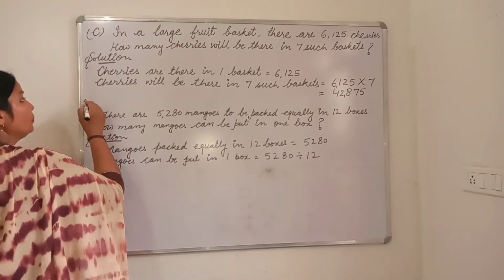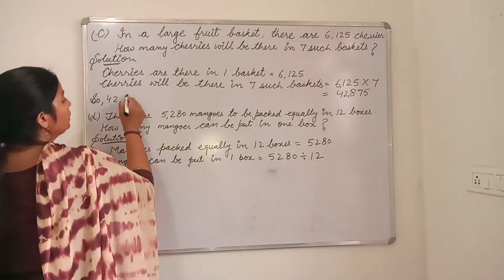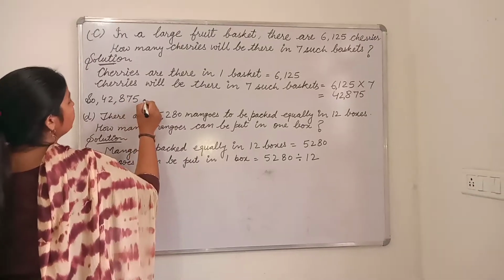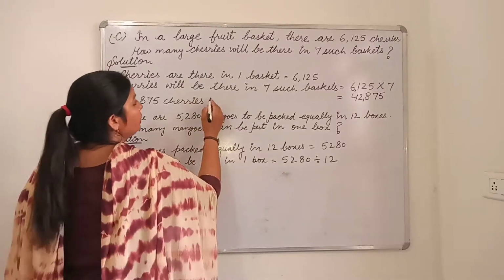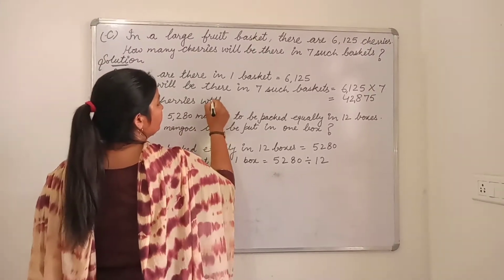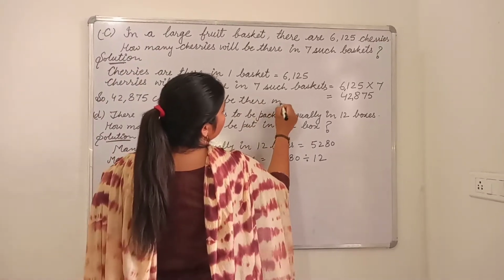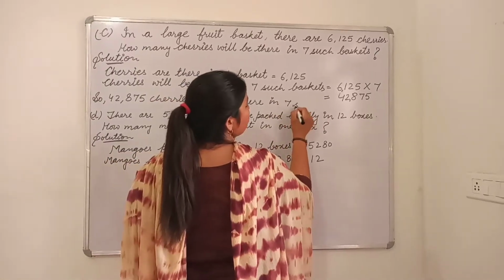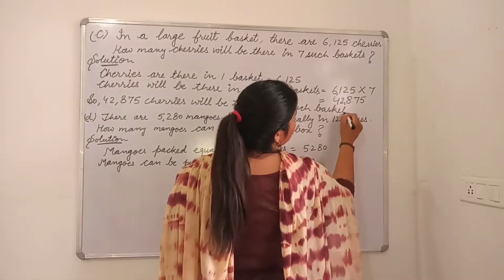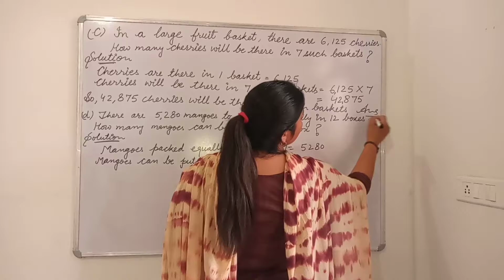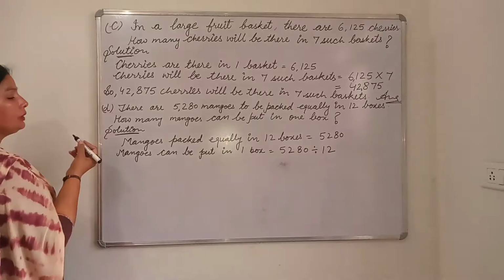So we write here, so 42,875 cherries will be there in 7 such baskets. That's your answer. Okay, that's your answer. Finish. Now next question, D part.